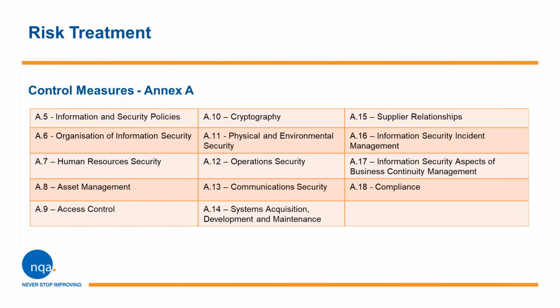Supplier relationships, control on what to include in agreements and how to monitor the suppliers to ensure compliance. Incident management, which has controls for reporting events, weaknesses, defining responsibilities within those parameters, response procedures and collection of evidence. So business continuity management is next, and Annex A.17 looks at the controls requiring the planning of business continuity with information security aspects in mind.